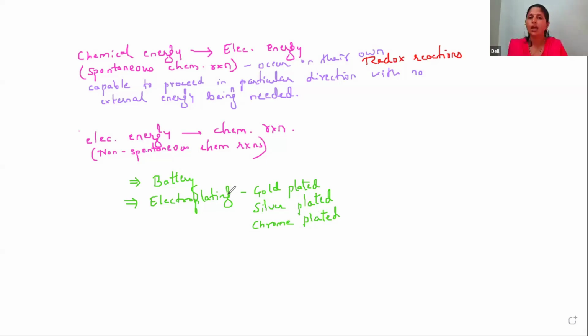So what is the bottom line of electrochemistry? The bottom line of electrochemistry is our redox reactions. And I hope you know what redox reactions are, where reduction and oxidation occur simultaneously. The bottom line of redox reactions says that everyone wants to be stable. Yes, everyone wants to be stable.